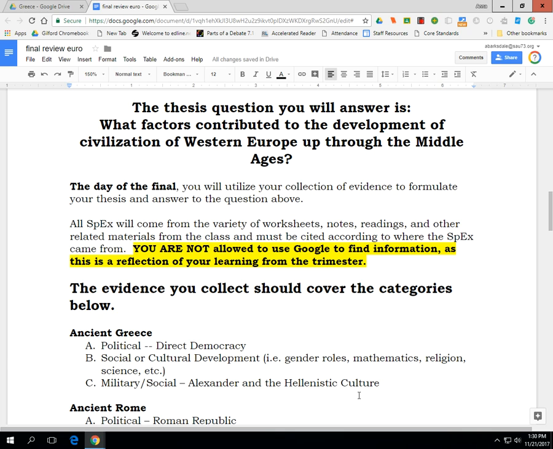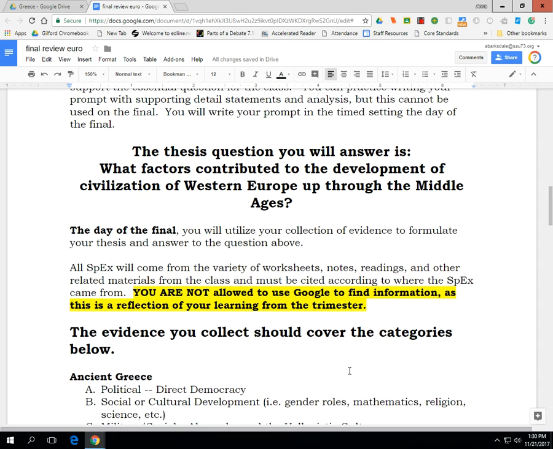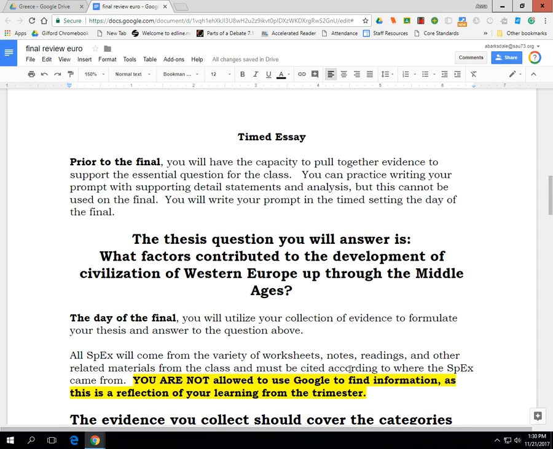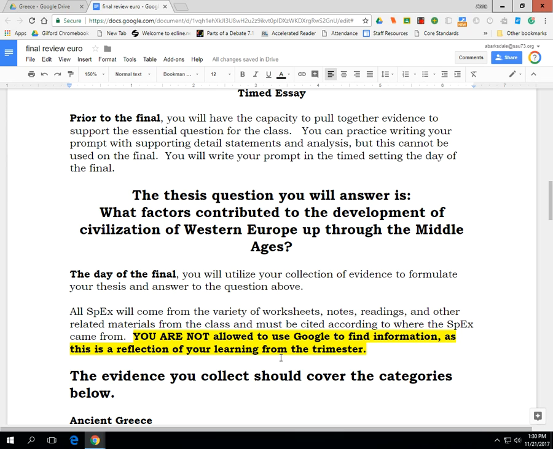The intention of this tutorial is to give a little extended information to help you better prepare for the timed writing prompt on the final. So what you notice is the directions that you have as part of your final exam preparation, which talk about the timed essay.